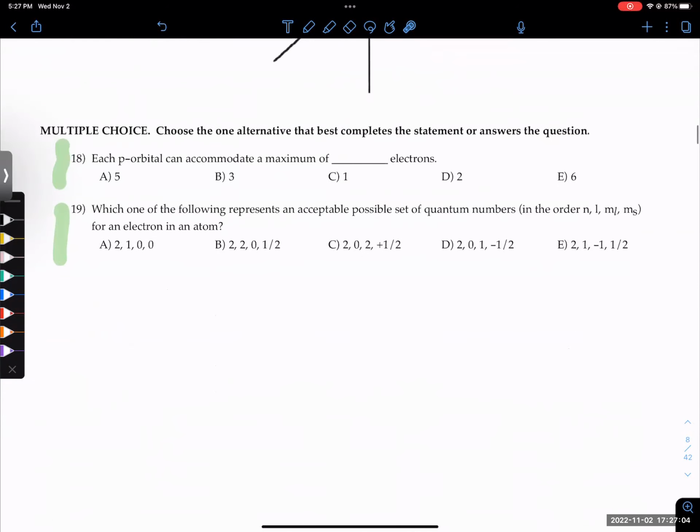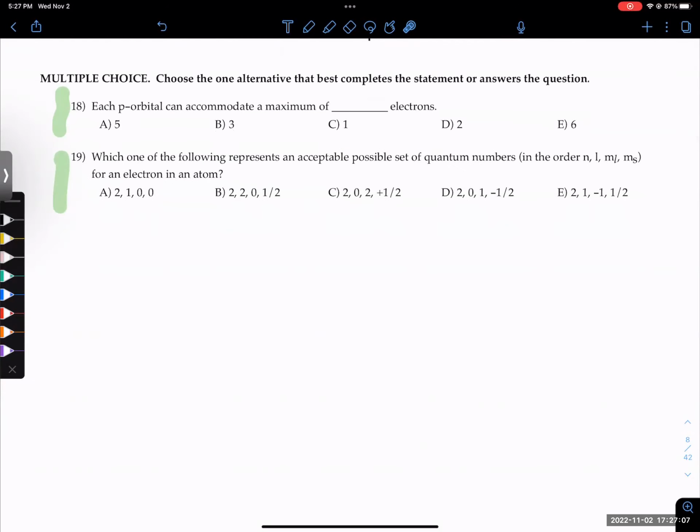Perfect. Let's do 18. Give y'all just a minute.